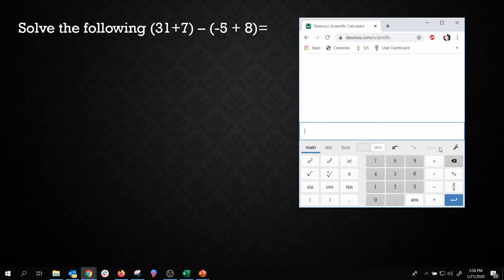Again, we want to solve the following. Okay, so for this one, type it into a calculator again with your parentheses. Make sure when you're typing it into your calculator, you're typing it in exactly how you see it. So negative 5 plus 8 tells me that it is 35. So the answer for this problem here is going to be 35.